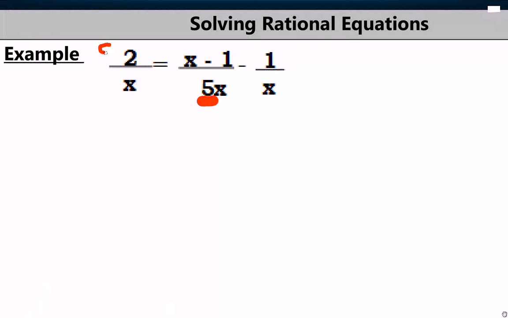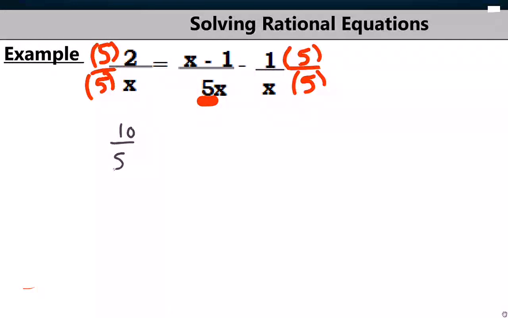So I need to multiply my first fraction by 5 over 5, and my last one by 5 over 5. Same thing as when we were adding and subtracting. Now I need to simplify. So 5 times 2 is 10 over 5x equals x minus 1 over 5x. 1 times 5 is 5.